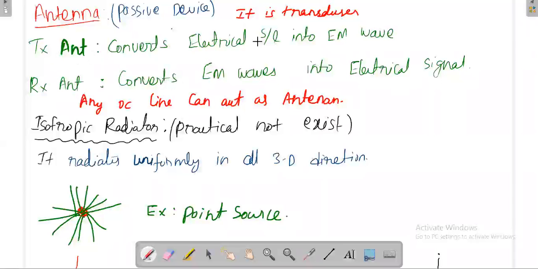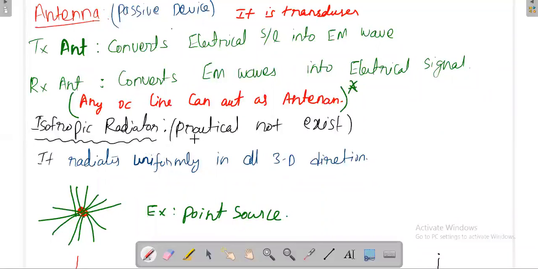What is a transmitting antenna? It converts the electrical signal into EM waves. If it is a receiving antenna, it converts EM waves into an electrical signal, just opposite. So again, any open circuit line can act as an antenna. Very important property of the antenna: an antenna is generally an open circuit. Any open circuit line can act as an antenna.